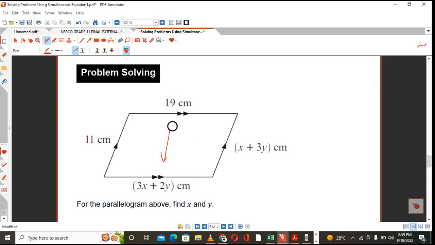What we also know about a parallelogram is that it has two pairs of opposite sides. The sides opposite each other are equal. So that is an important characteristic or property that you must know about a parallelogram: it has two pairs of opposite sides equal.